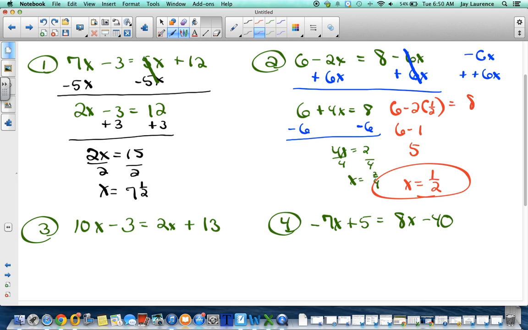Okay, the other side, 8 minus 6 times 1/2. Following the order of operations, I'll get 8 minus 3, which of course is 5, and so you see it does check.